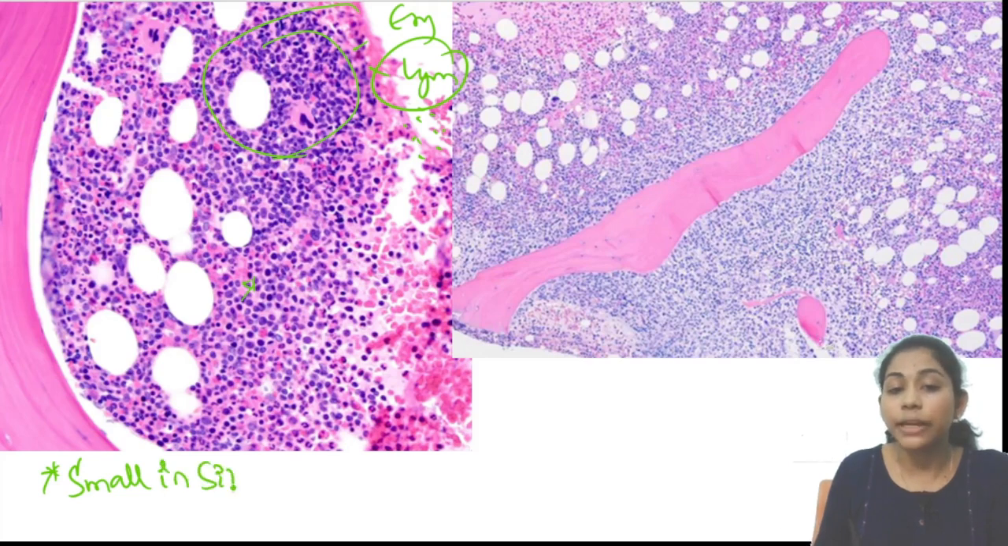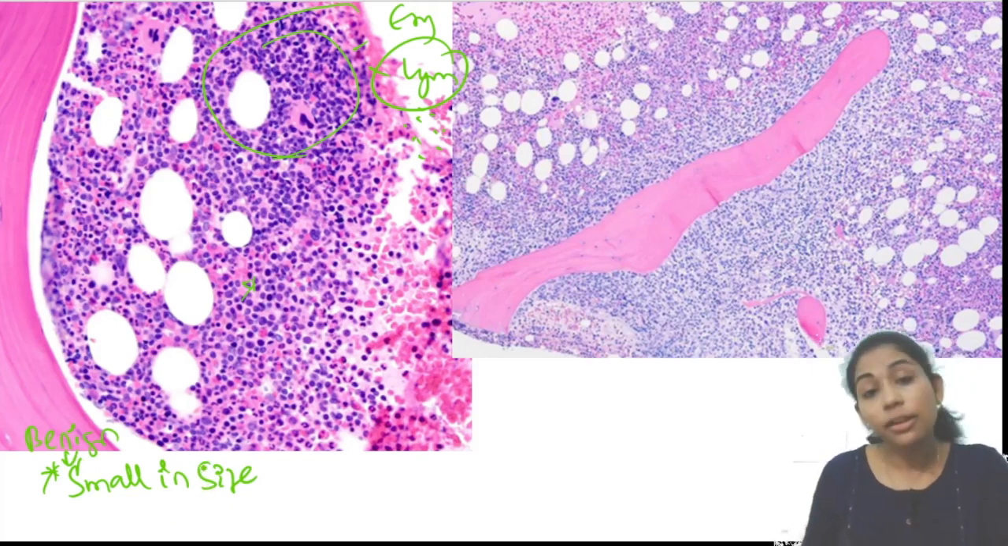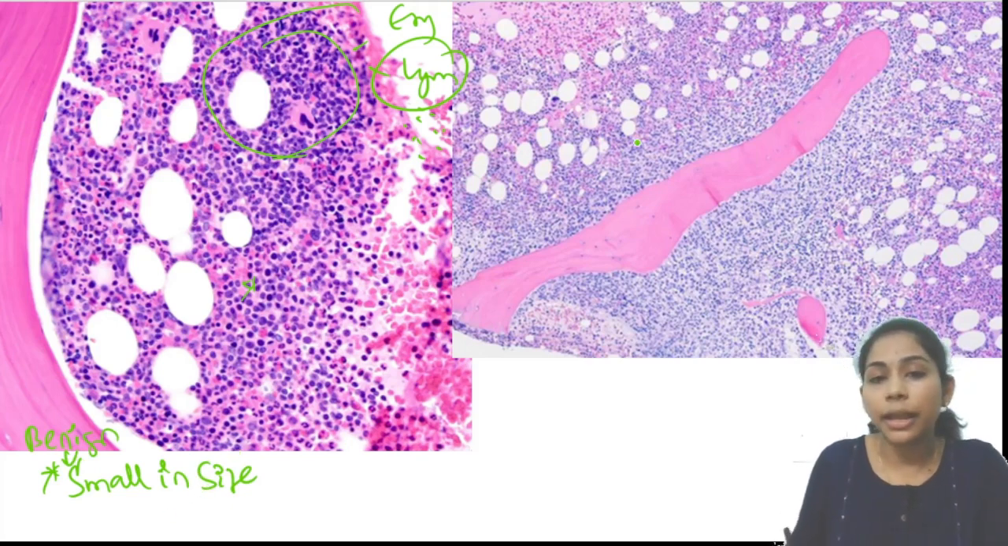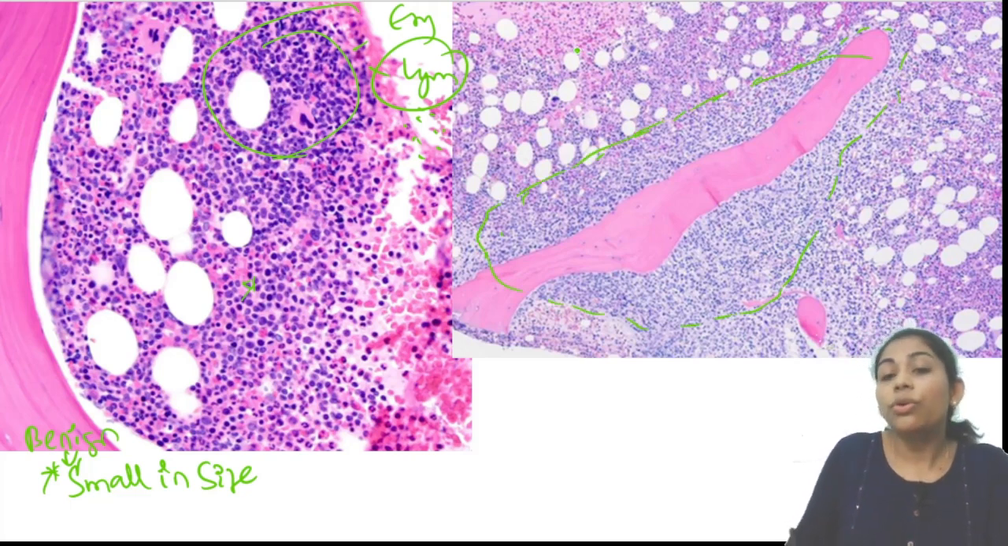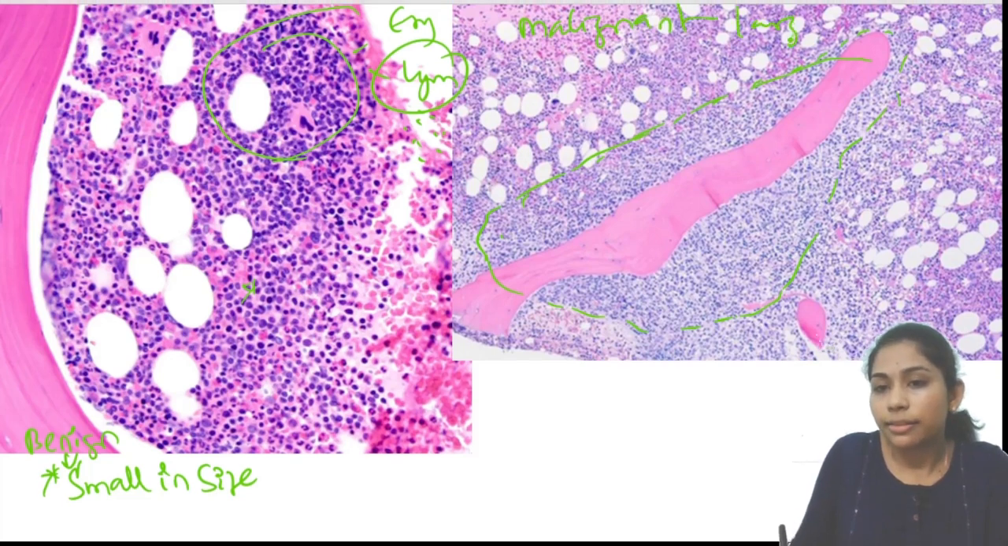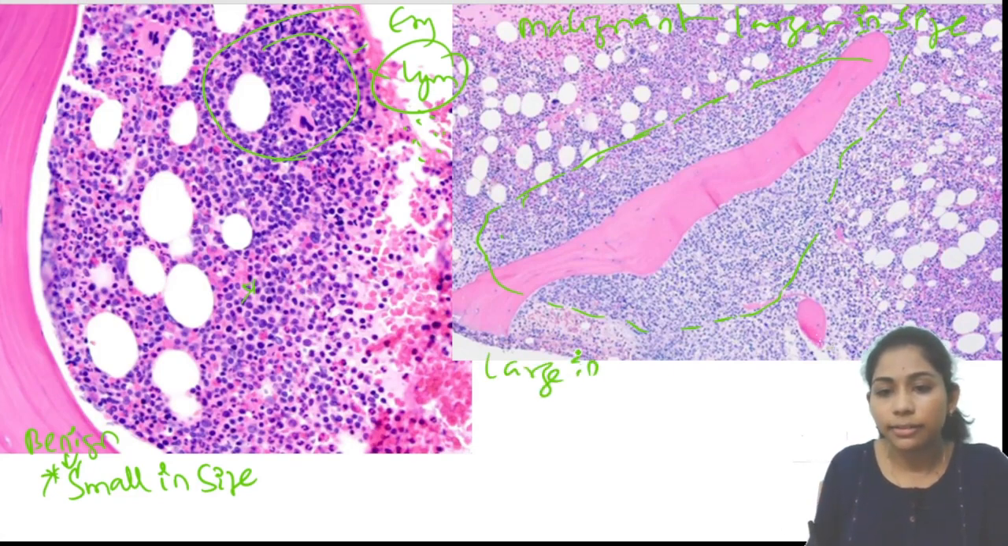Which ones? The benign follicles. These are the benign points, I'm writing here. They should be small in size. Most of the time they are small in size. And I kept another slide for comparison. See, these are also some aggregates. Again, lymphoid aggregate, right? Can you see this? How big it is? So the malignant ones are larger in size. First point: these are small in size, and I can write here, these are large in size.